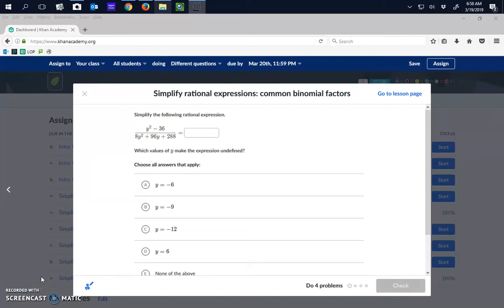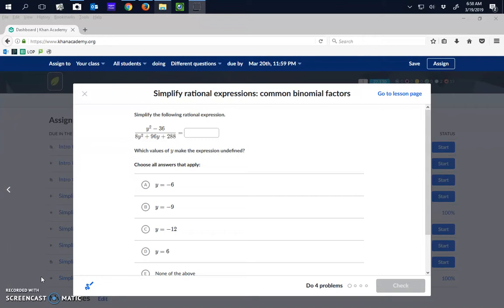Okay, we're working on the second assignment today for the rational expressions unit, simplify rational expressions, common binomial factors. So today we're going to have to be factoring the denominator a little differently. Yesterday we were just factoring out one term. Today we're going to have to go back to our polynomial unit and do a lot more binomial factoring.